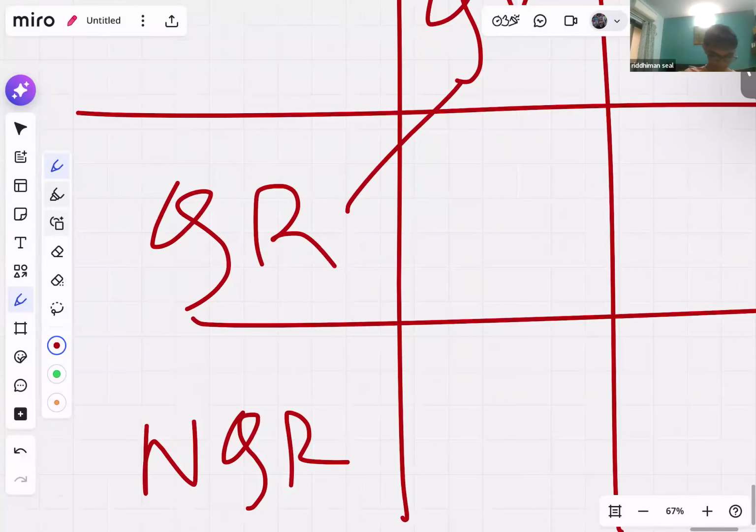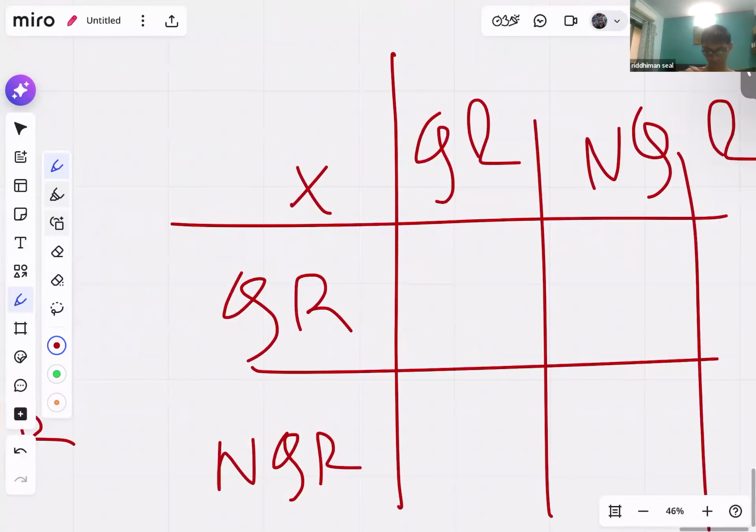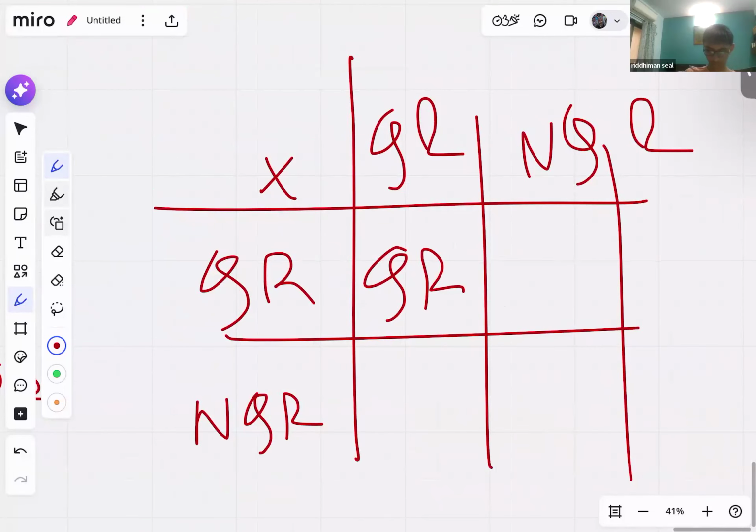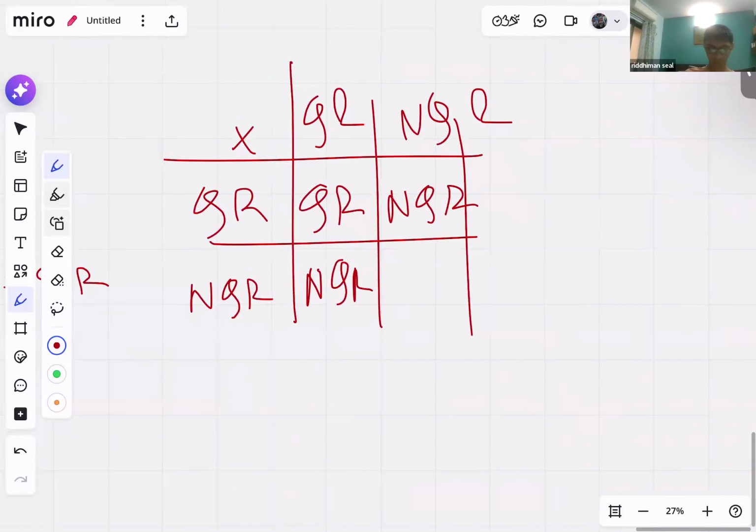Right. We know that QR, this is a sort of a multiplication table. So QR into QR is a QR. That is straightforward. QR into NQR is also an NQR, as we saw. NQR into QR is an NQR, and NQR in.